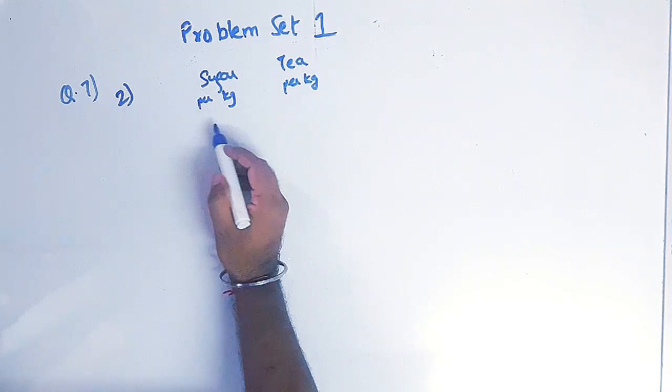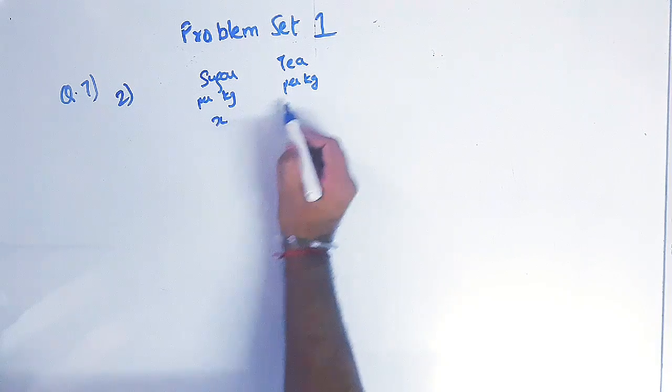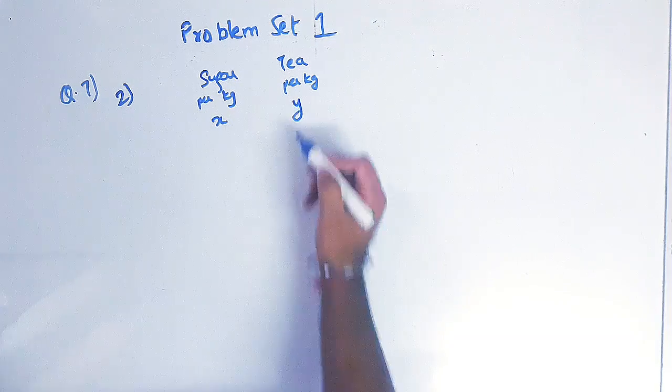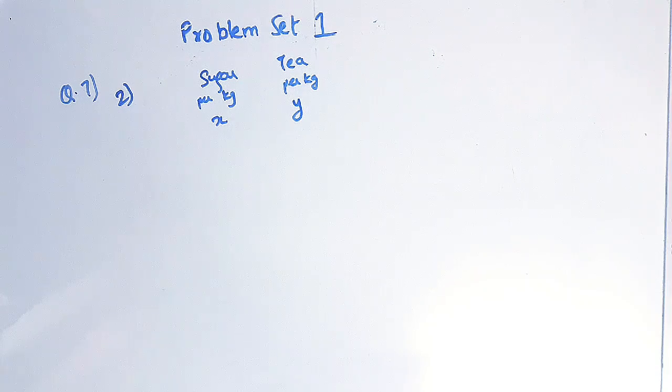Let sugar per kg be x and tea per kg be y. Okay, so we have taken sugar as x and tea as y. Let us read the question now. She bought 1.5 kg tea and 5 kg sugar from a shop. Now she paid rupees 50 as return fare for the rickshaw.